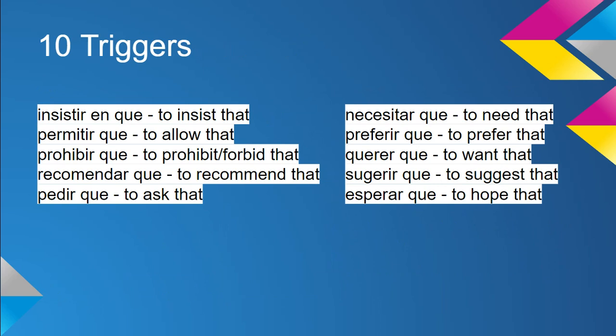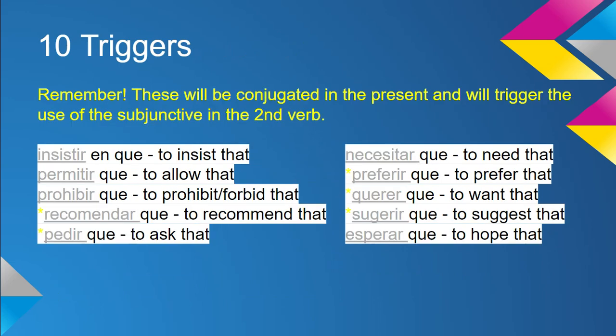Suggest that. The CDC suggests that we wear masks. Suggest that, present tense. We wear masks, subjunctive. Esperar que is to hope that something happens. So, I hope that you have a good day. I hope that, present tense. You have a good day, subjunctive. Esperar, I know we learned that as to wait. It does mean that, but it also means to hope or to expect. But here we're going to use it as to hope.